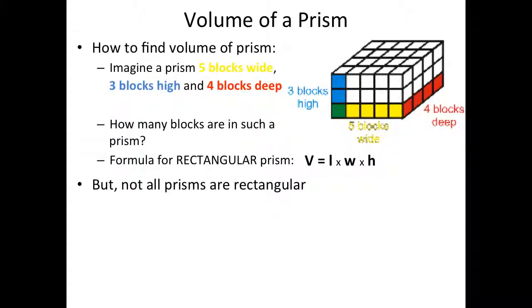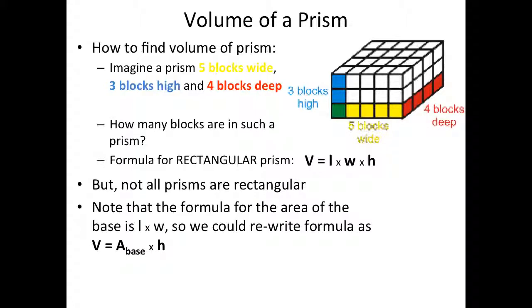But of course, not all prisms are rectangular. We just went through a bunch of different examples that weren't rectangular prisms, so they're not always going to be that easy. You can't just count. But note we could use the formula a little differently because the area of the base is length times width. So we could rewrite this formula as the volume equals the area of the base times the height. And in fact, that's what we're going to use for our volume of a prism. We take whatever the base is of that polygon, whatever shape it is, an octagon, a pentagon, whatever, and then we multiply by the height. So there's our first formula for the day.